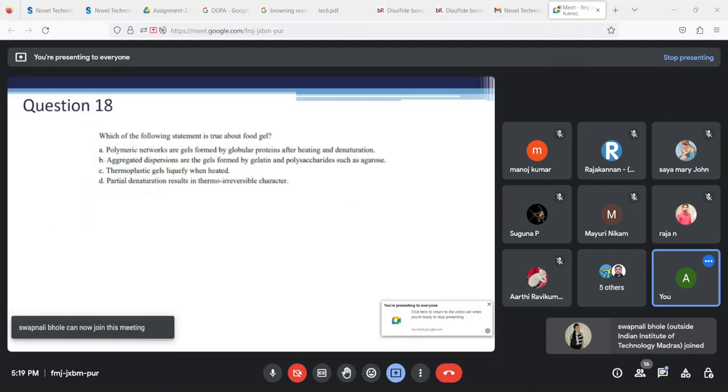So moving to the last question. Which of the following statements is true about the food gel? A. Polymeric networks are gels formed by globular proteins after heating and denaturation. B. Aggregated dispersions are gels formed by gelatin and polysaccharides such as agarose. C. Thermoplastic gels liquefy when heated. And D. Partial denaturation results in thermo-irreversible character. Which of these is true?